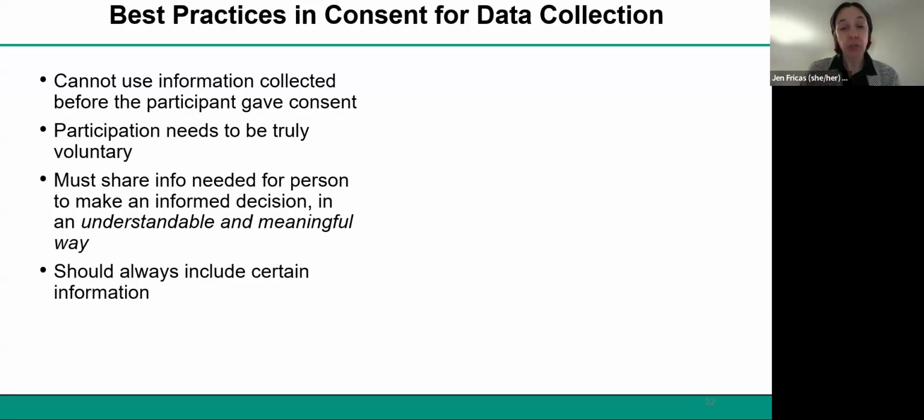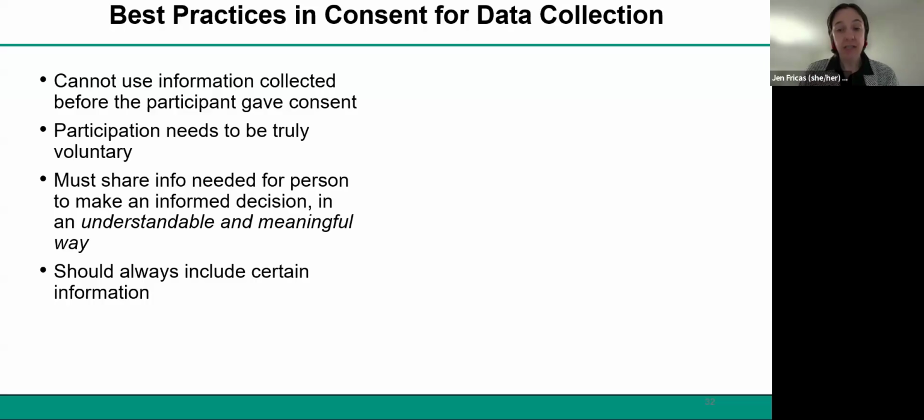When walking a person through a consent process, the information they need to make an informed decision needs to be presented in an understandable and meaningful way. This means it needs to be at a grade school reading level and in plain language. There are lots of resources online, and I'm sure organizations have their own for checking the grade reading level and finding plain language for commonly used terms.